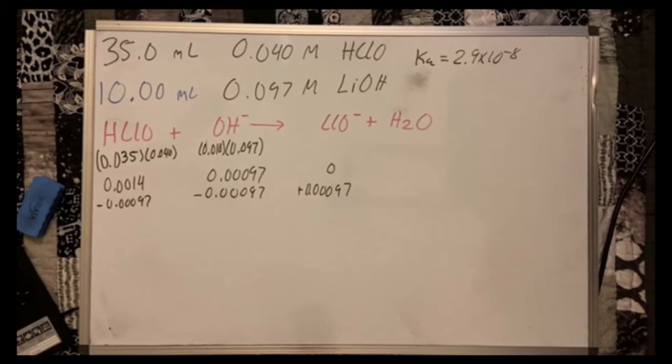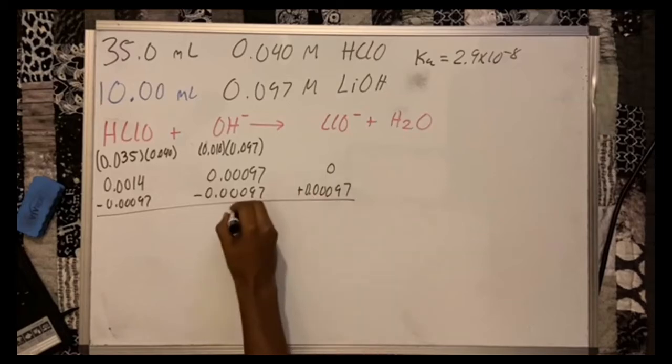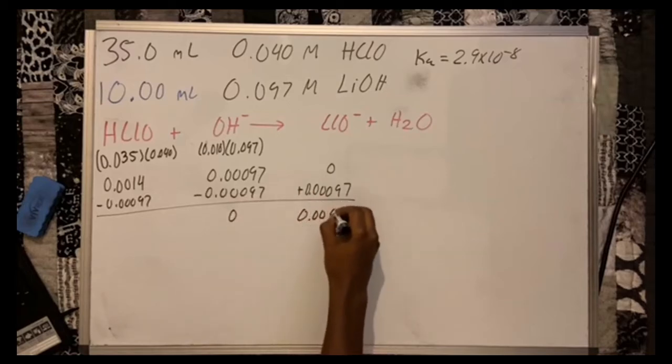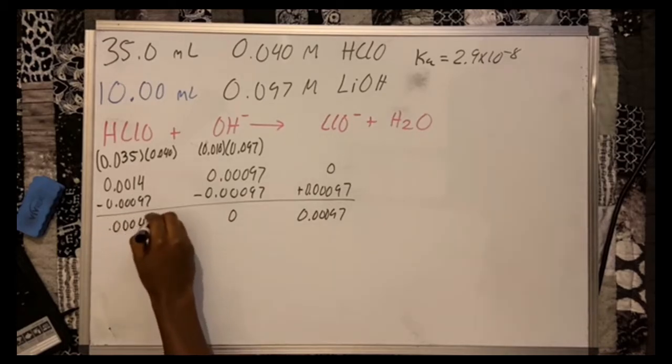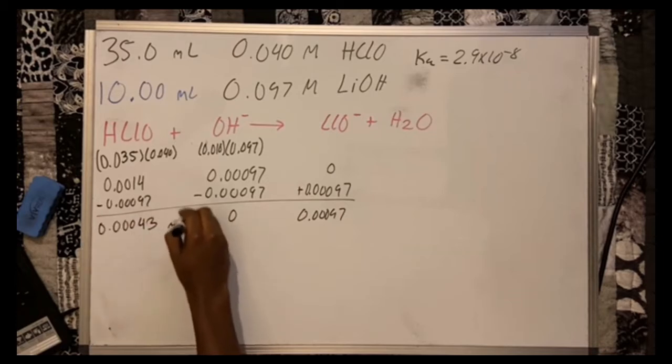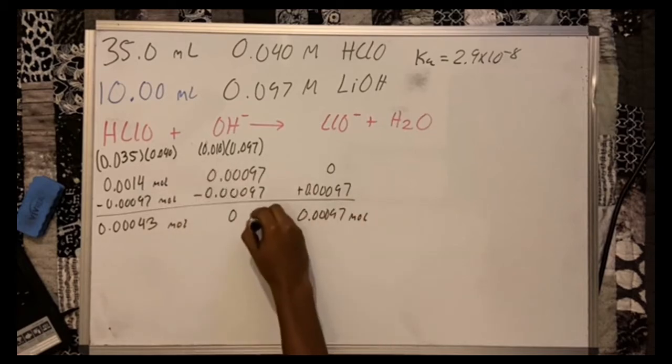So I do the subtraction and addition, so this is 0.00997. And what is over here is this minus that, 0.00043, right? And these are all moles. I'll put moles just down here.